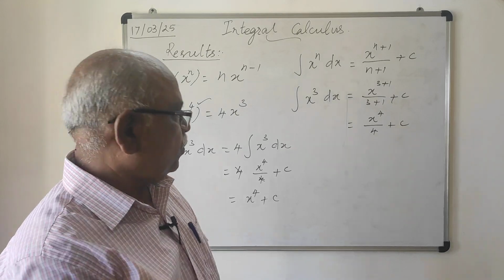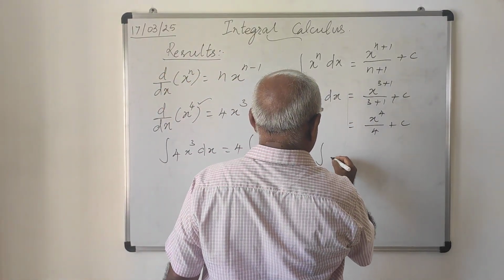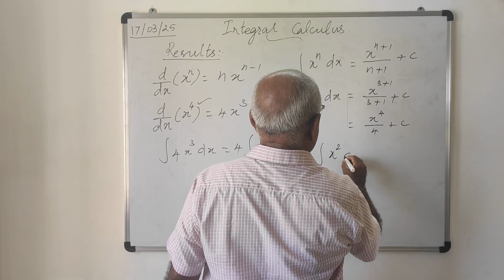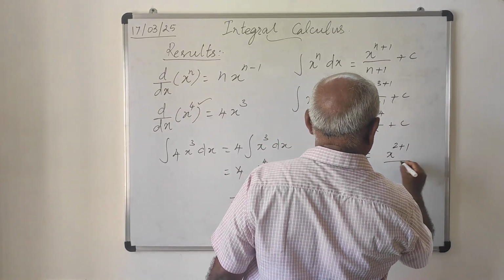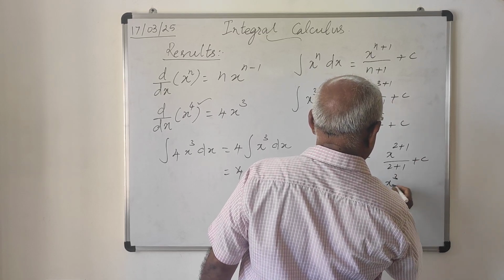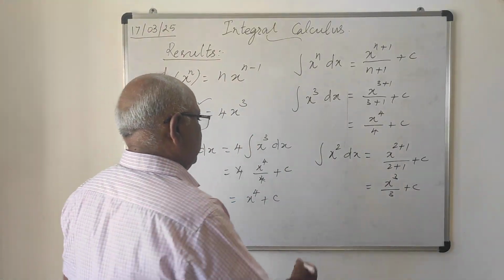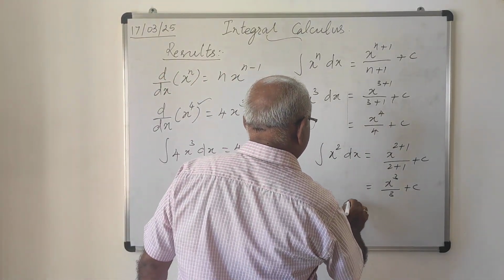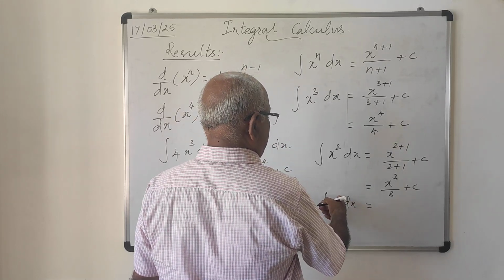Next example, using this result, integral x square dx is x power 2 plus 1 by 2 plus 1 plus c, that is equal to x cube by 3 plus c. Like that, we have to integrate. Integral x dx. Here n is 1.